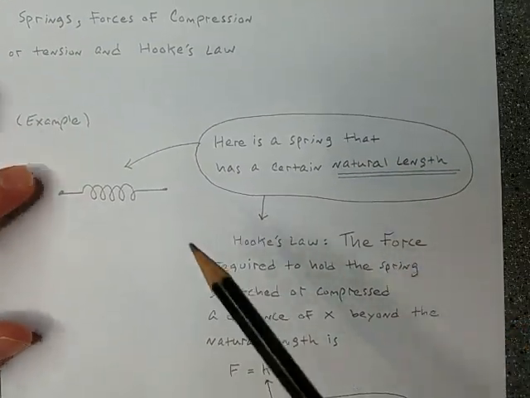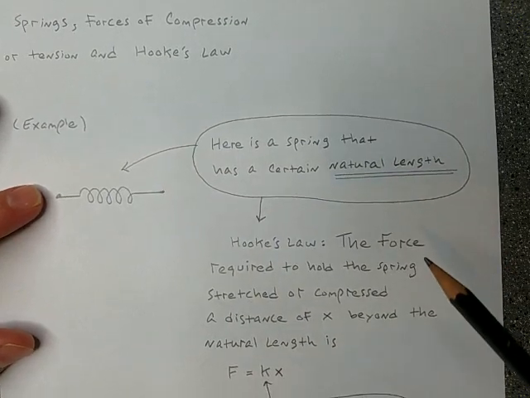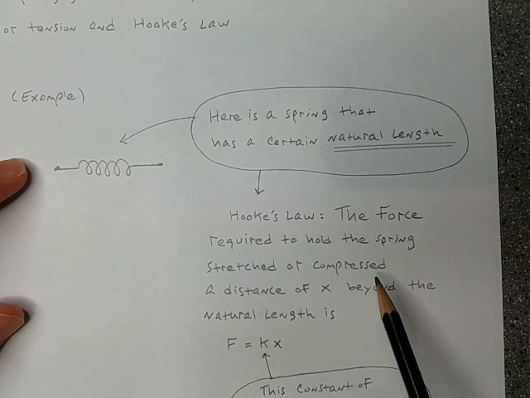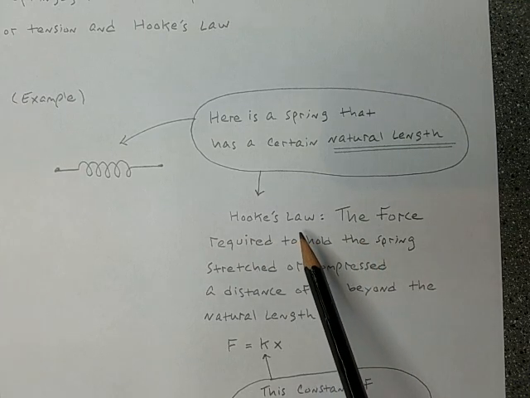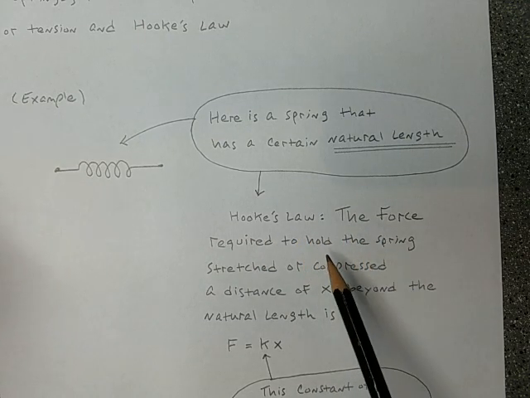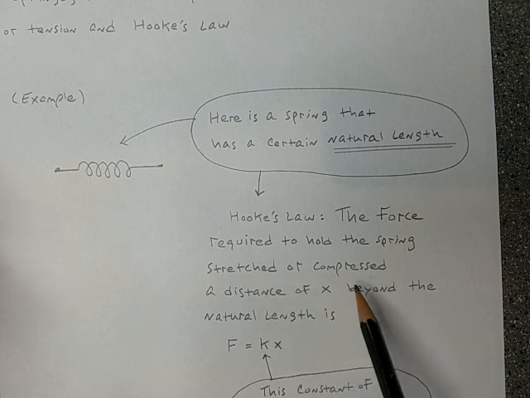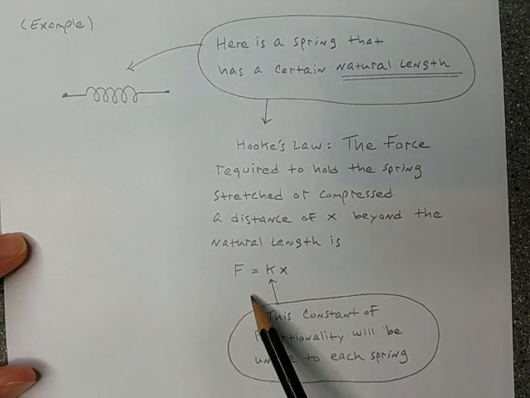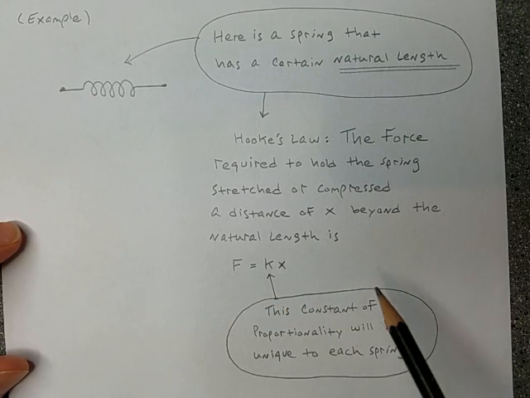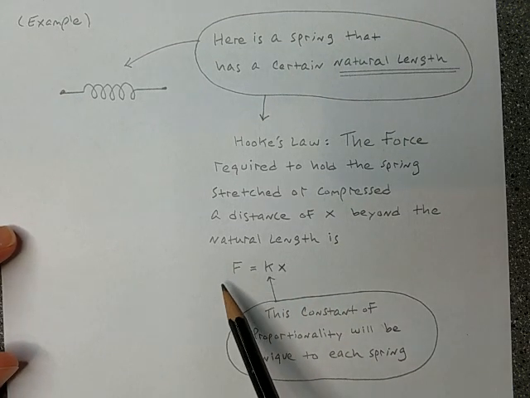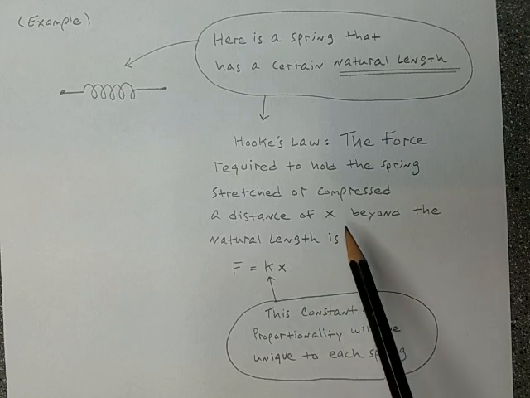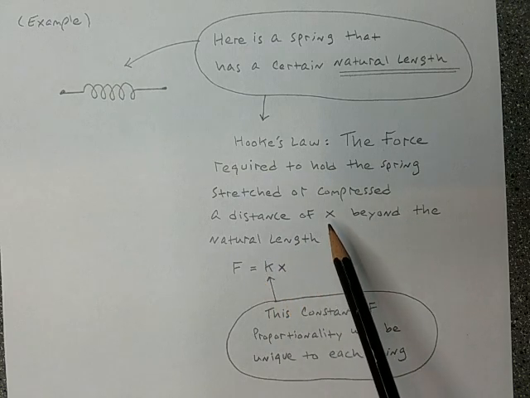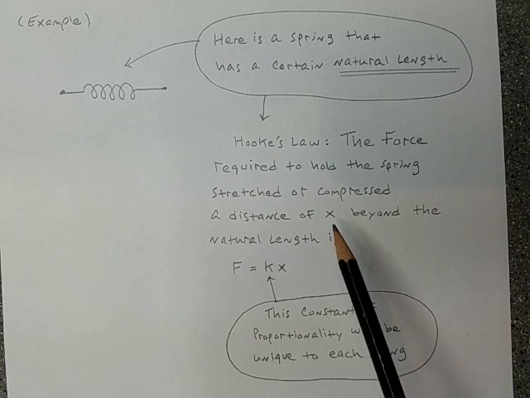So say you take a spring that has a certain natural length to it and you want to stretch it or compress it. Then there's something called Hooke's law that governs the force required to hold the spring stretched or compressed a distance of x beyond the natural length. And it's F is equal to K times x. It just says the force required to stretch or compress a spring beyond the natural length is proportional to how much you want to stretch it or compress it.